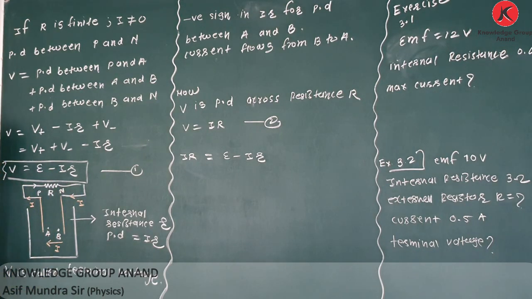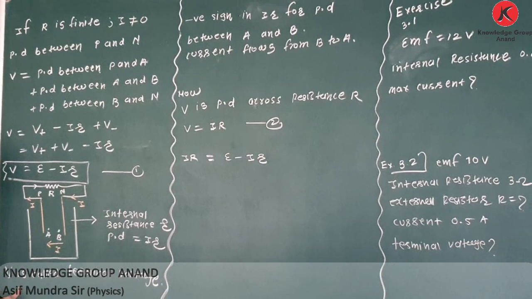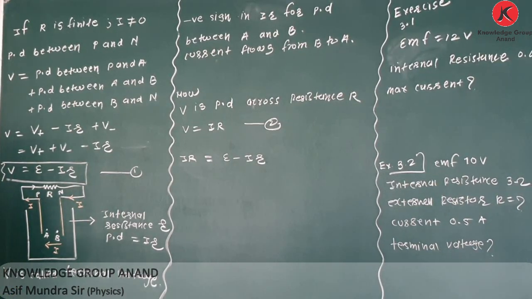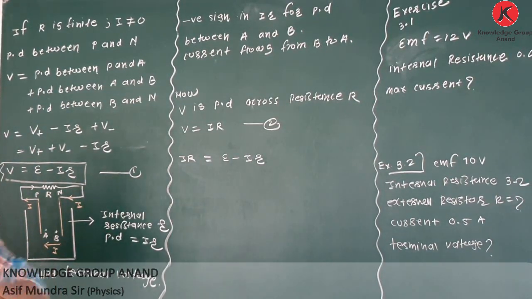So when current is flowing from the circuit, the potential difference between the two terminals, between P and A, V, is equal to E minus IR. Clear about this? And this V is called the terminal voltage of the cell.